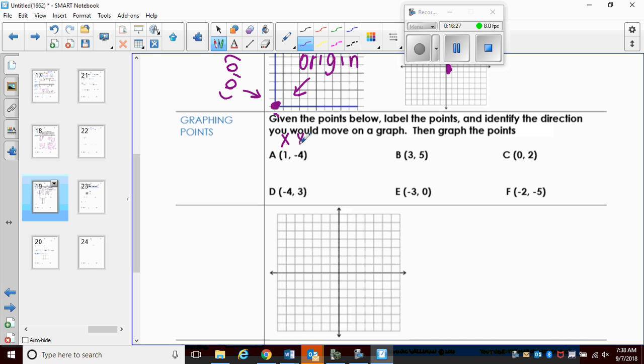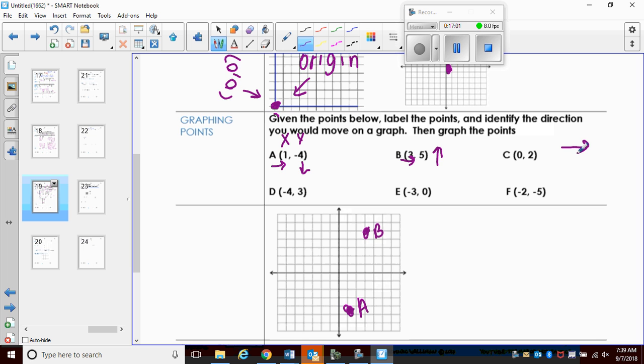Okay? Label the points, and then we just explored the direction that x values move. They move left and right. Range moves up and down. So if it's positive 1, we're going to move right 1 unit and then down 4. Right 1, down 4, make a point. This is point A. Good. For B, I'm going to move right 3, up 5, right 3, up 5. This is point B.